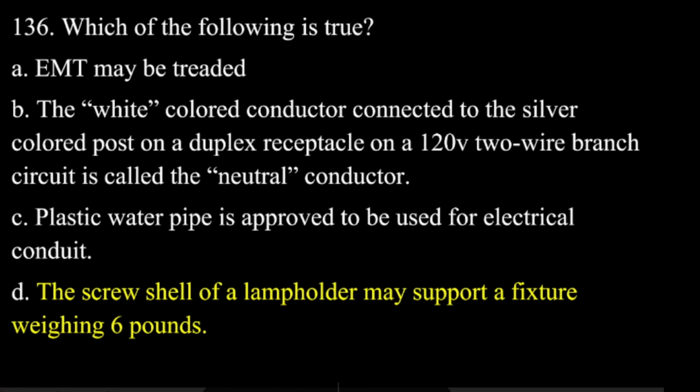Which of the following is true? A. EMT may be threaded. B. The white-colored conductor connected to the silver-colored post on a duplex receptacle on a 120V 2-wire branch circuit is called the neutral conductor. C. A plastic water pipe is approved to be used for electrical conduit. D. The screw shell of a lamp holder may support a fixture weighing 6 pounds.